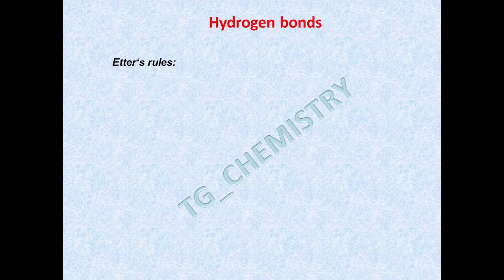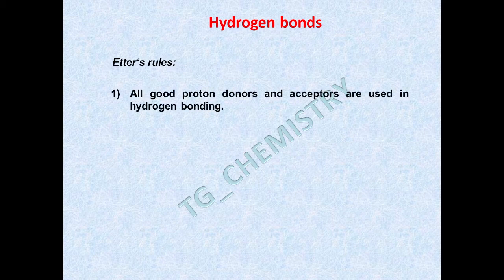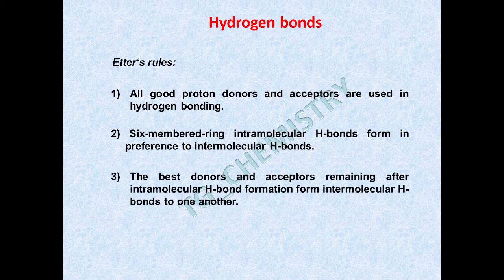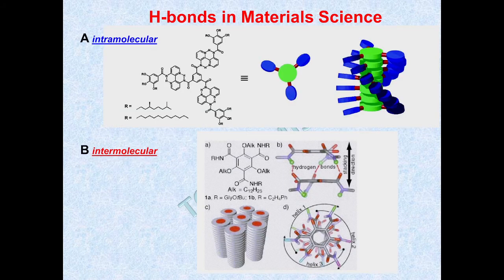There is a rule called Etter's rule regarding hydrogen bonding, and it states three points. It states that all good proton donors and acceptors are used in hydrogen bonding, and six-membered ring intramolecular hydrogen bonds form in preference to intermolecular hydrogen bonds. Then the best donors and acceptors remaining after intramolecular hydrogen bond formation form intermolecular hydrogen bonds to one another. So these are three points that need to be remembered as well.